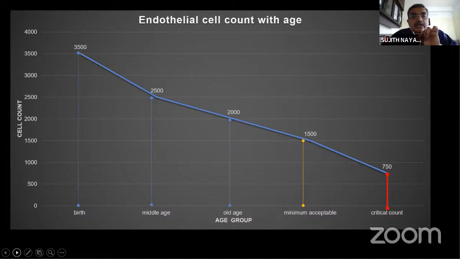And there is something called minimal accepted. That is something between 1,200 to 1,500. If it is less than the critical value, that is 750, or in some books, it is 500, any sort of surgery may be very catastrophic.